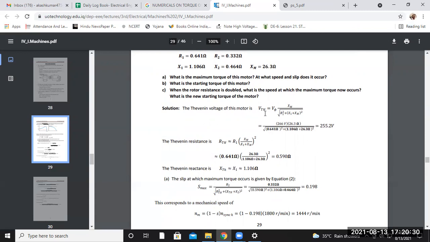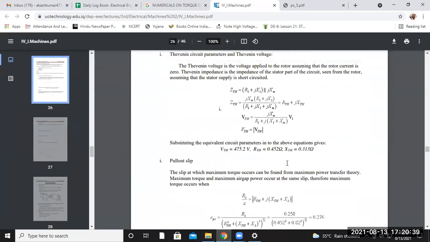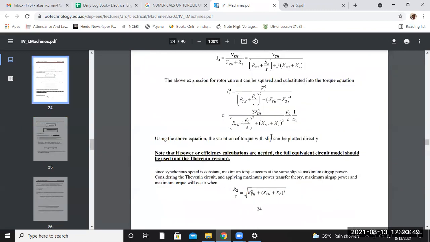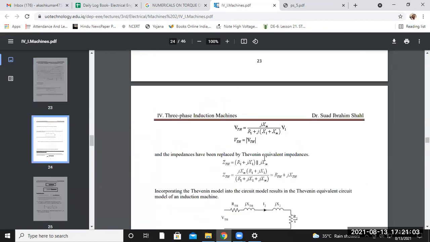The Thevenin voltage of this motor is given by the method for finding the value of maximum torque. As we have discussed, this is the maximum torque formula. That means we have to first calculate VTH using this circuit diagram. This is the supply voltage, this is the Thevenin resistance, this is the Thevenin reactance, this is the rotor side reactance, and this is the rotor side resistance including the slip, with the current flowing through it.